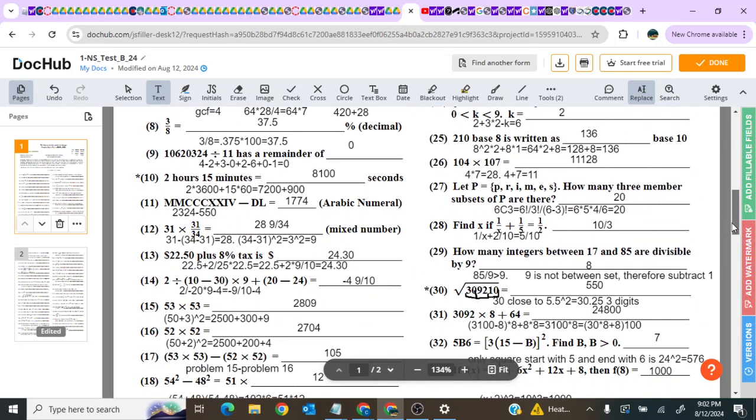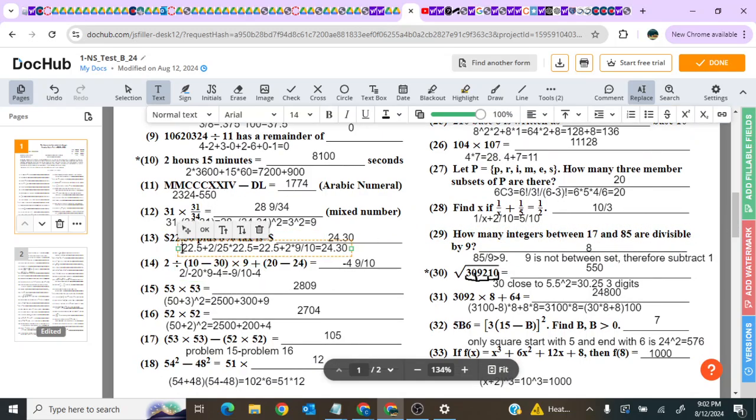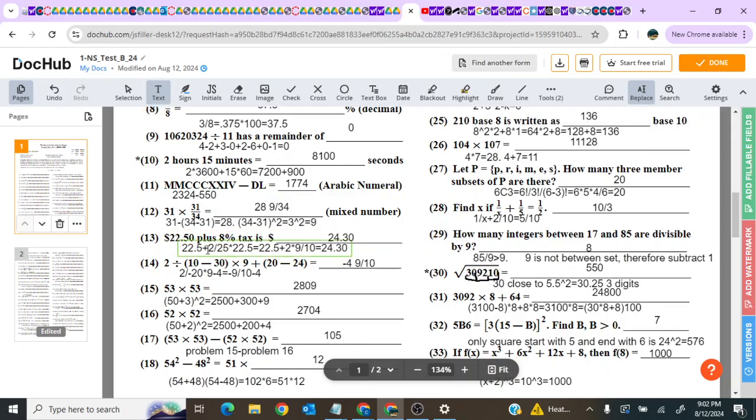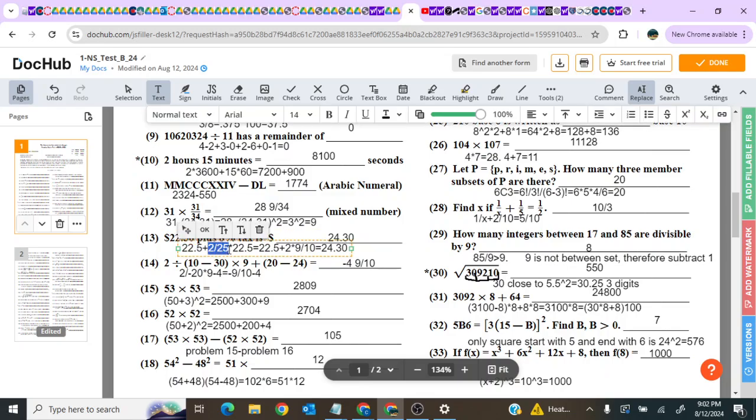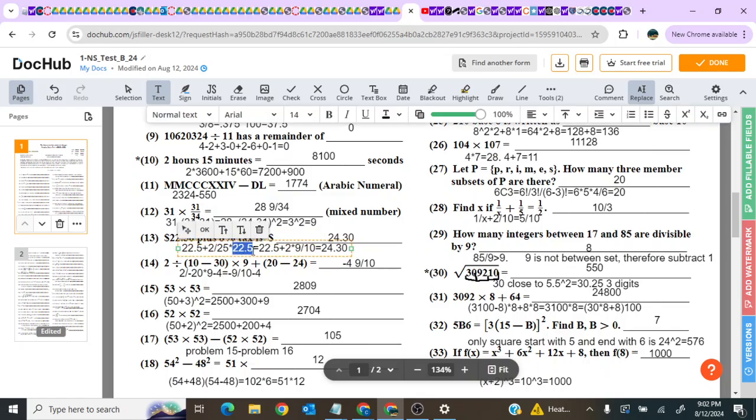13, 22.5 plus 8% tax is what? So what you do is the 22.5 plus the tax, which is 2 over 25, 8%, just 8 over 100 simplified, times 22.5. So 22.5 plus, you can imagine 225 divided by 25 is 9. Divide that by 10 because there's a decimal here. You're adding 0.9. 0.9 times 2. So 22.5 over 25 is 0.9, times 2 is 1.8. So 22.5 plus 1.8 is 24.3.